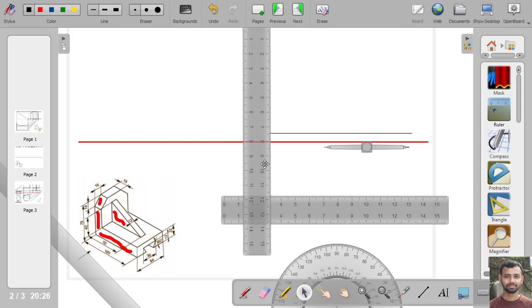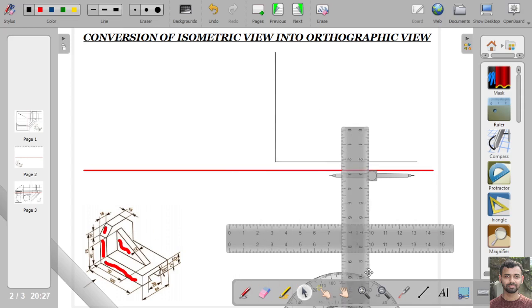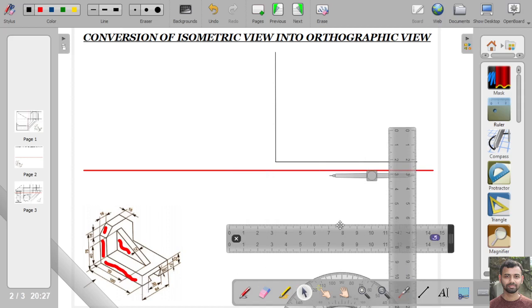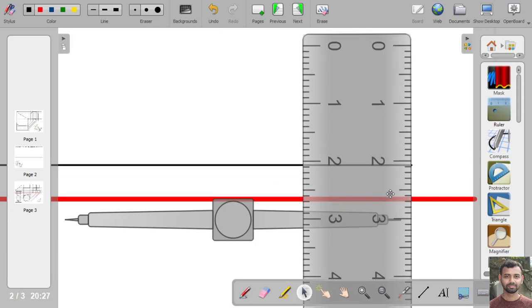So at the top it will be 75 mm. Okay, it is 75 mm. The next is this depth is 15 mm. Okay, another thing is this height is 22 mm. So this height is 22 mm.